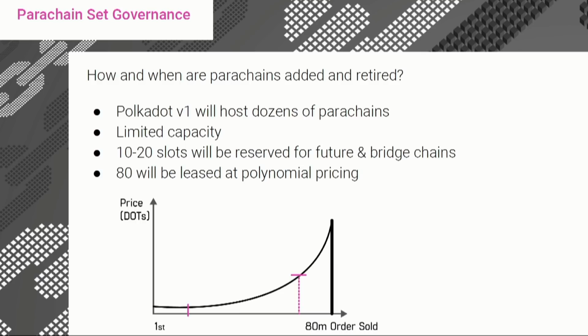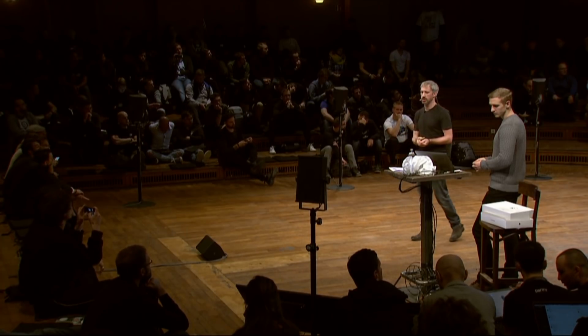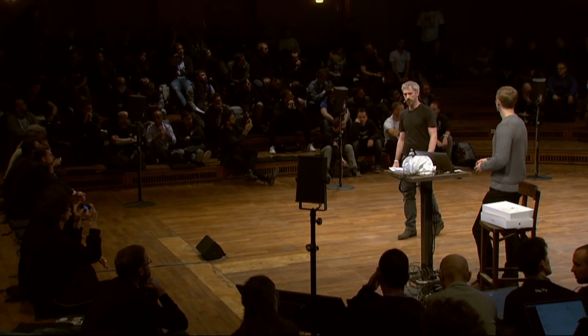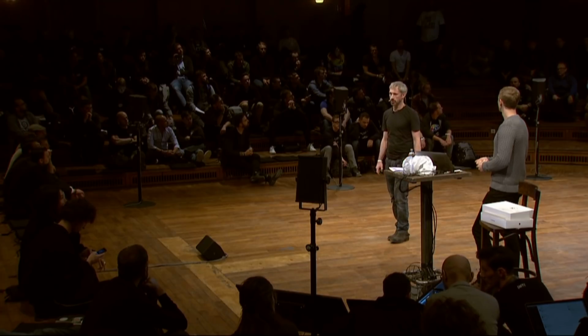I want to very quickly talk about parachain set governance for Polkadot, since that seems to be something people are quite interested in knowing. Version 1 of Polkadot probably hosts several dozen parachains, perhaps up to 100. So that's limited capacity. 10 or 20 slots will be reserved for some of the future chains, leaving perhaps 80, and they'll be leased. So it's not a sale, it's a lease. You put in some dots, and you get the dots back when the lease is over. And the idea is that there's a quadratic, polynomial curve, and it goes up as fewer parachain slots become free.